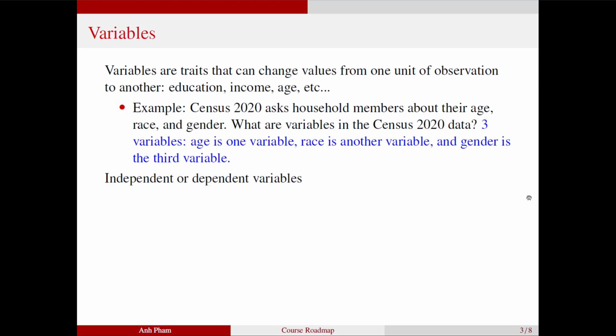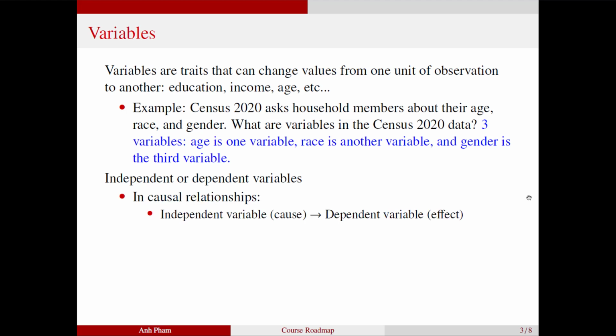When we talk about variables, we also often talk about independent variables and dependent variables. In the causal relationships story, independent variables are usually the cause variable, the variable that caused something. And dependent variables are the effect variables. So independent variable is usually causing the dependent variable to happen or causing the effect. So that is in the language of causal relationships.